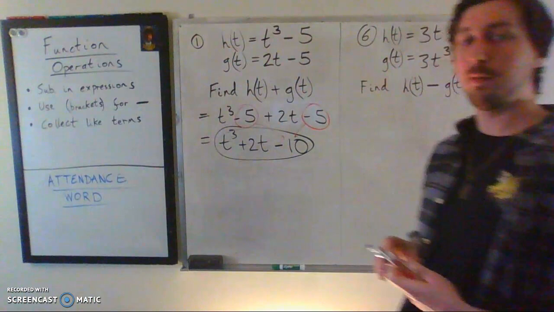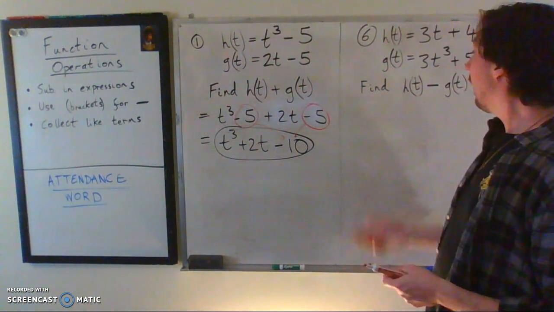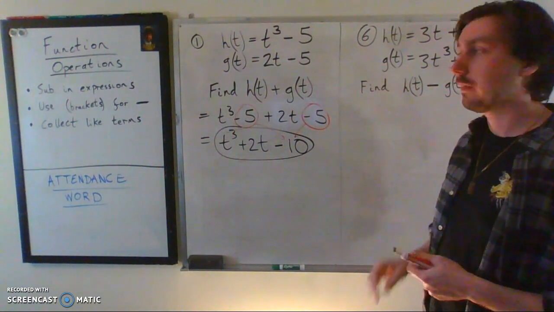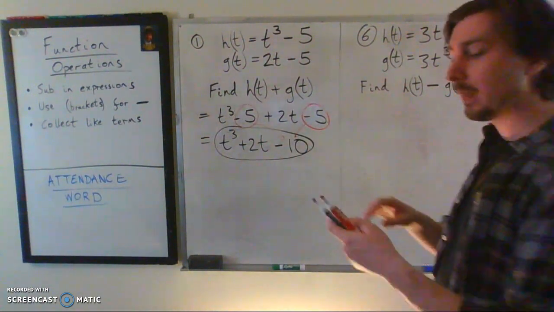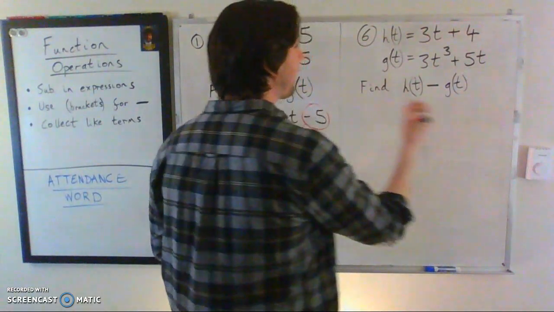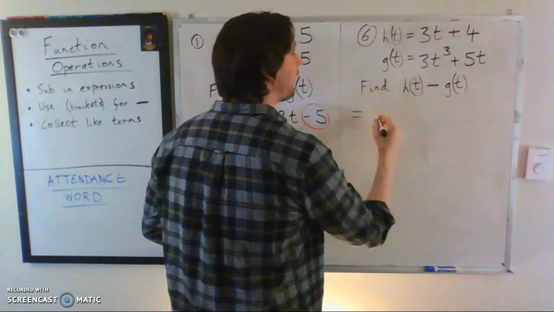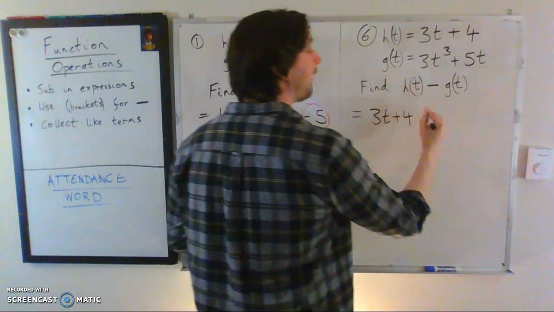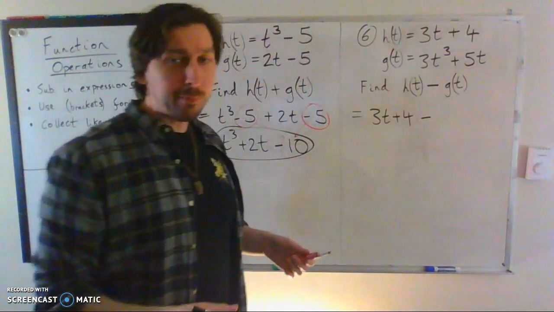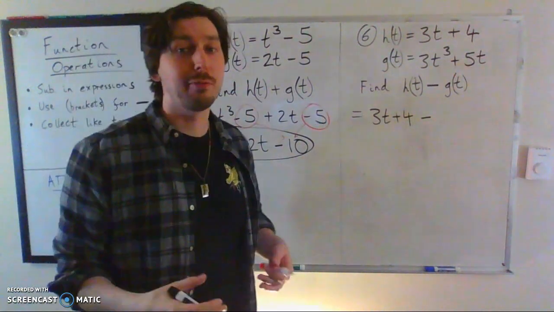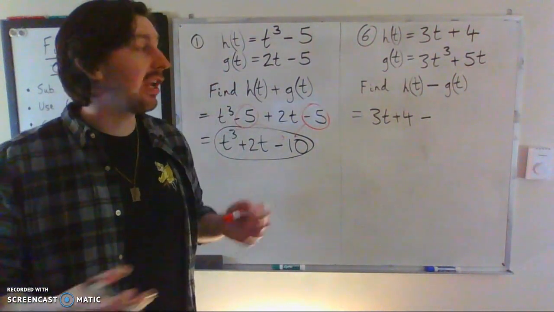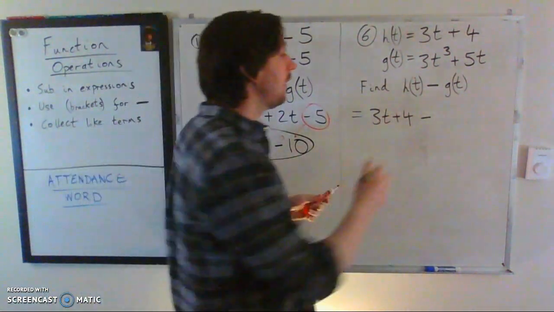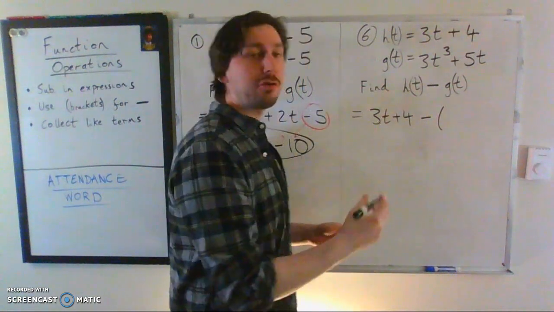I've chosen this example because it's got negatives and it's got a couple of different things that add together, other than just the numbers. You'll see. So when I substitute in, h(t) is 3t plus 4, and when you subtract, it's very important that you use a bracket or change this in some way before you try to collect them. I'm going to use a bracket. I'll show you what happens.